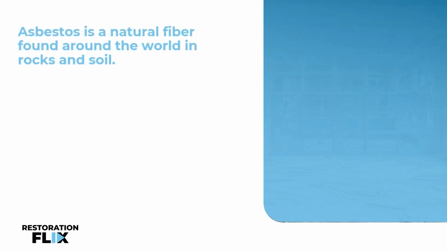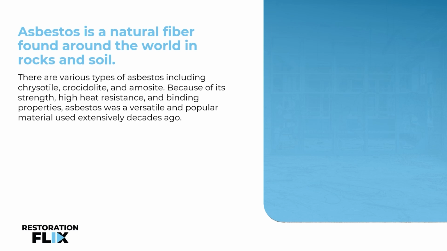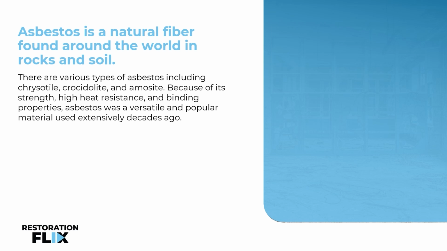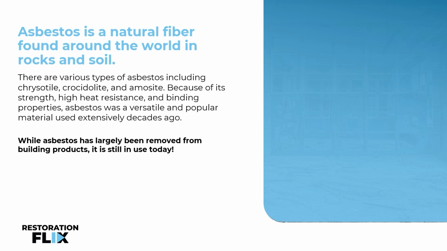Asbestos is a natural fiber found around the world in rocks and soil. There are various types of asbestos, including chrysotile, crocidolite, and amosite. Because of its strength, high heat resistance, and binding properties, asbestos was a versatile and popular material used extensively decades ago. While asbestos has largely been removed from building products, it is still in use today.